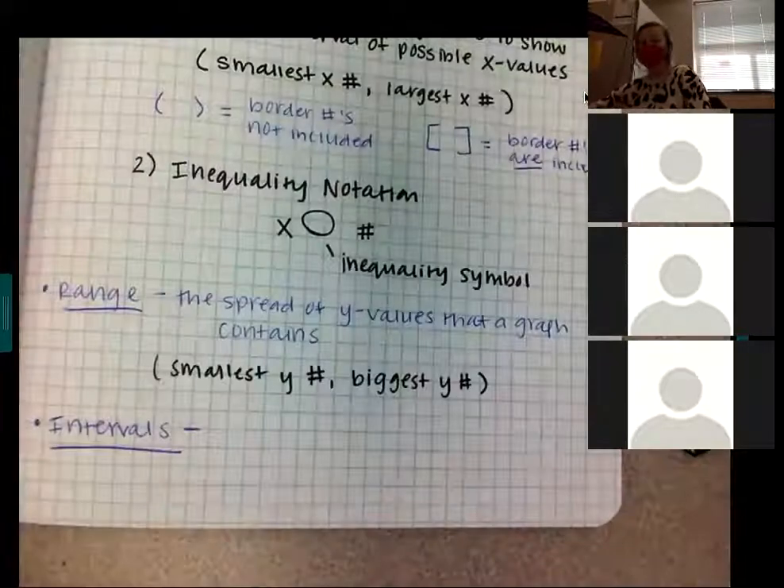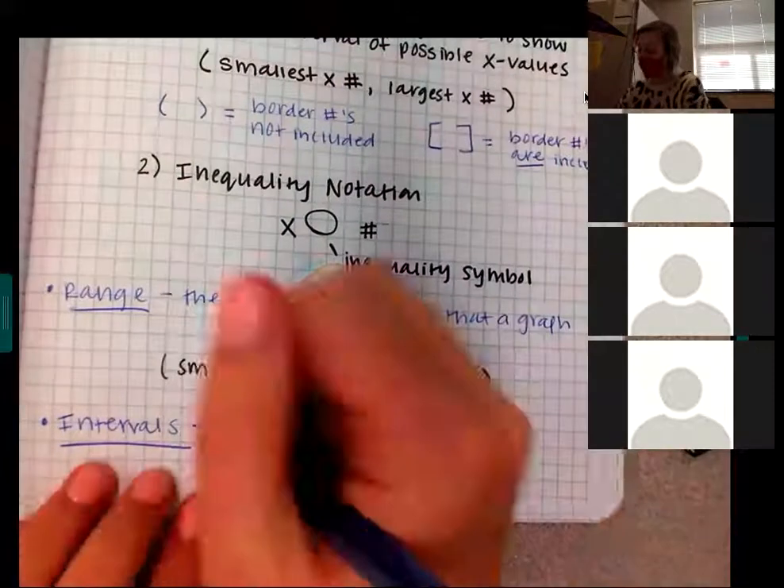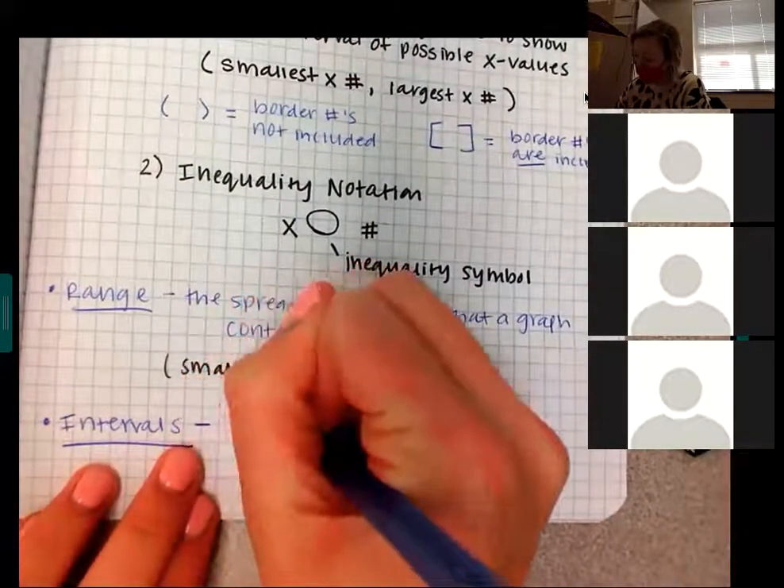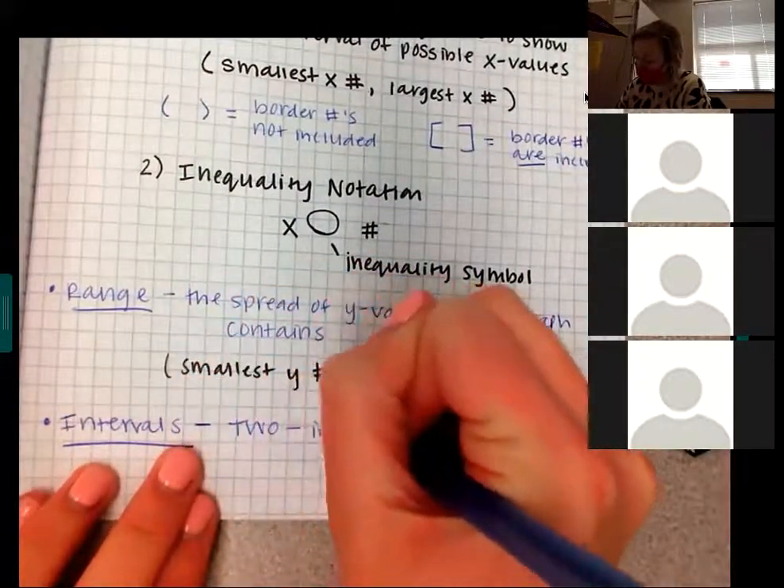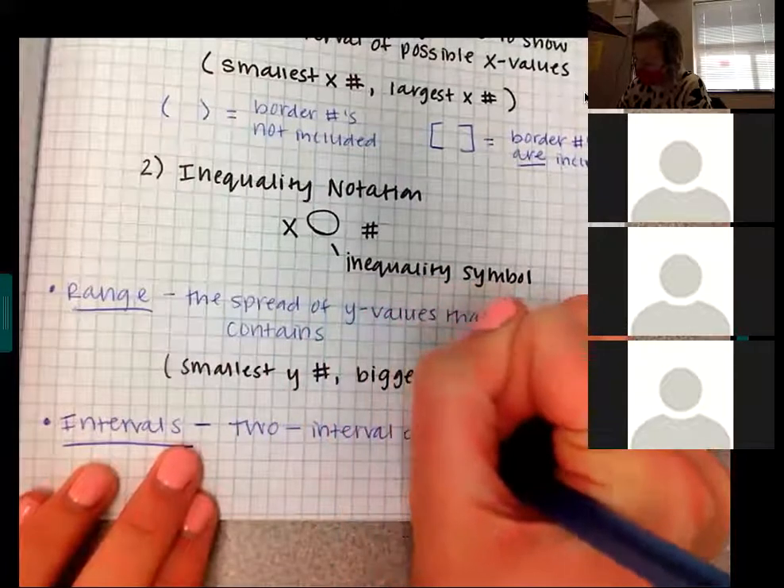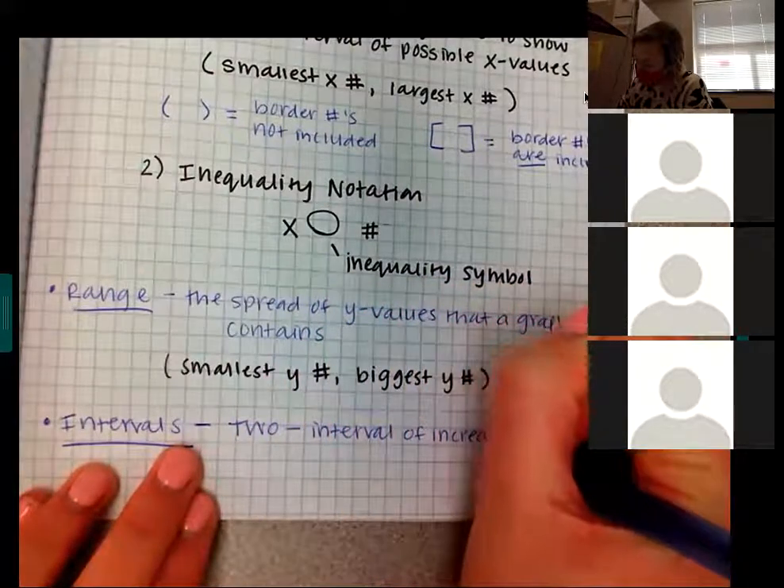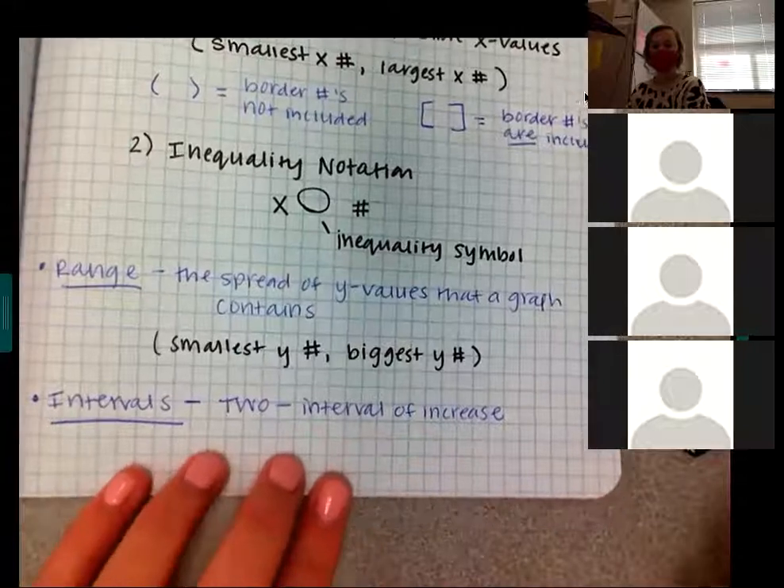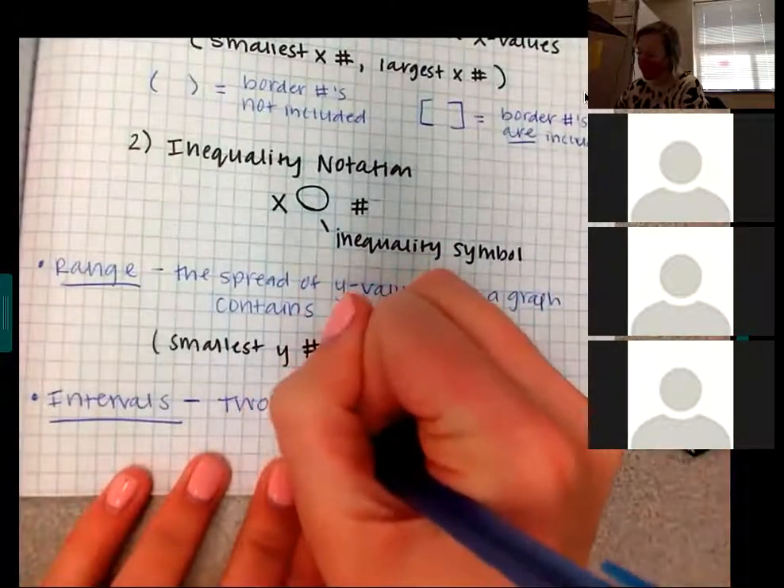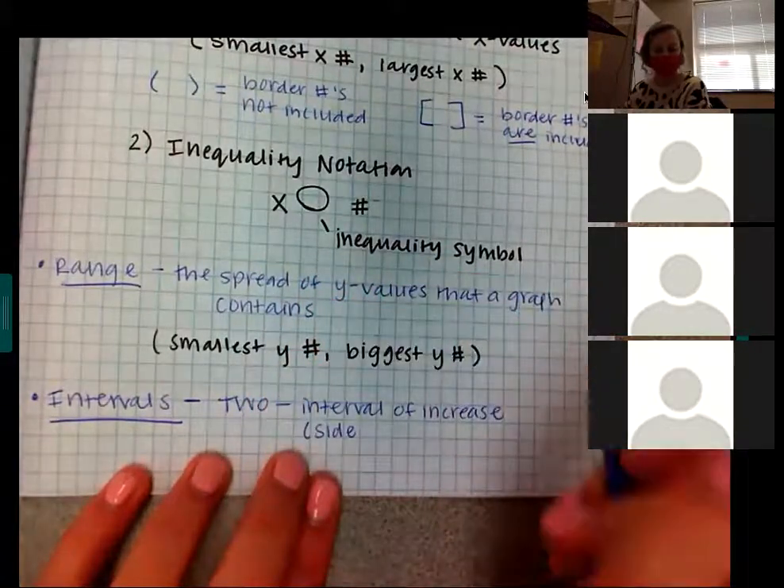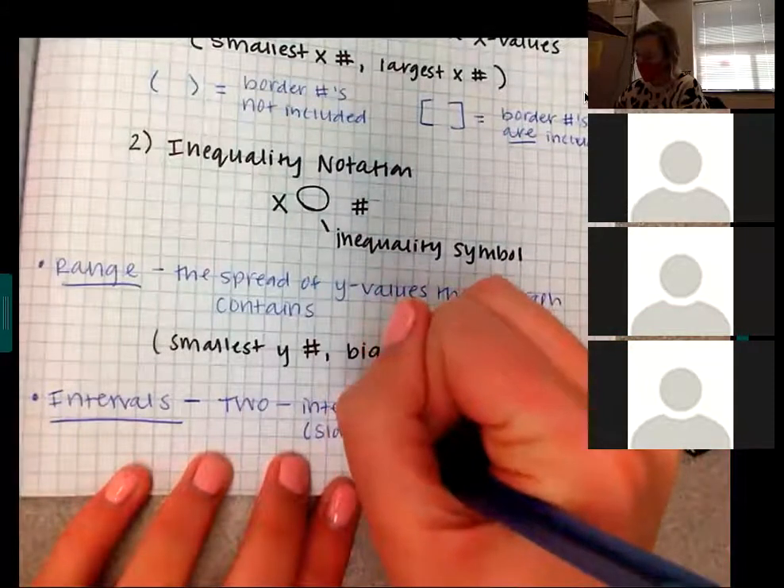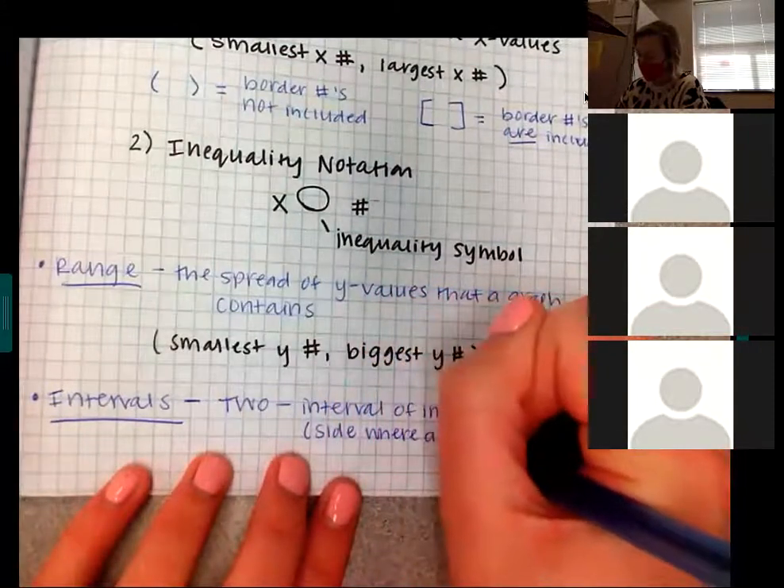So intervals with quadratics, we have two. We have an interval of increase, which you guys just told me is the side where it goes up, right? Yes? Okay.